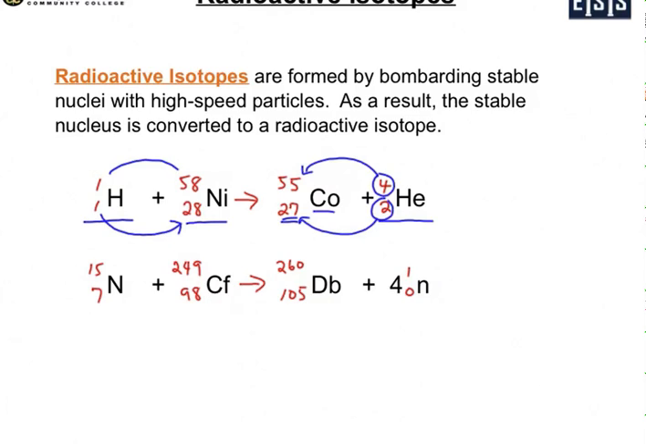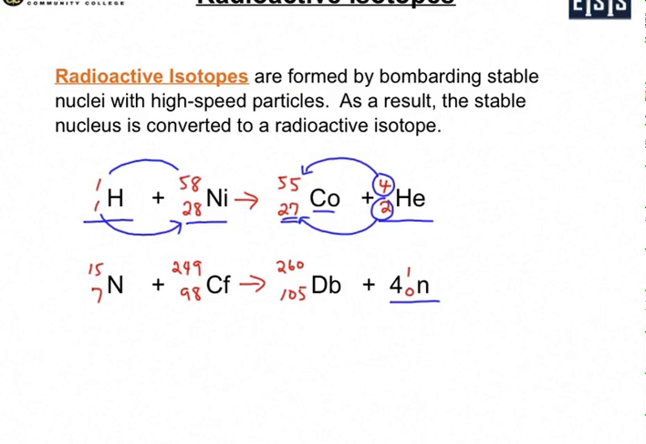Another example here is we're taking nitrogen and bombarding Cf, and I can't remember offhand what Cf is. Oh, californium, that's right. Sorry about that. Californium is being hit with a nitrogen nucleus. In this case, you're going to release 4 neutrons. So you have 4 neutrons coming off.